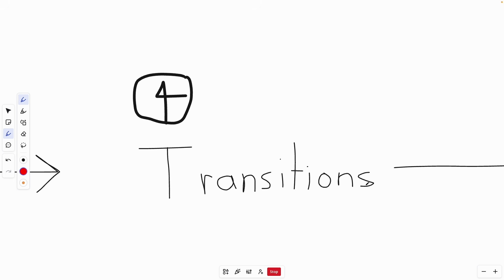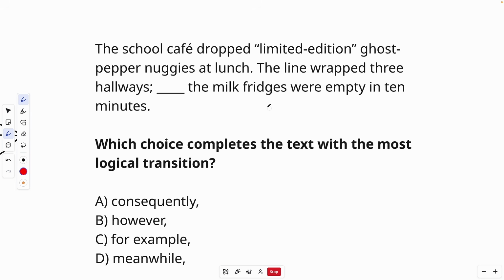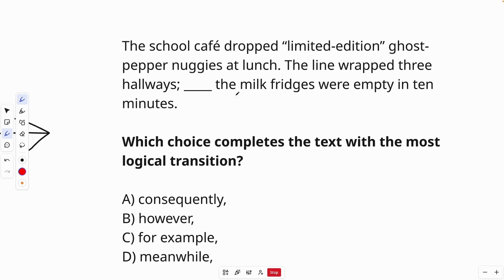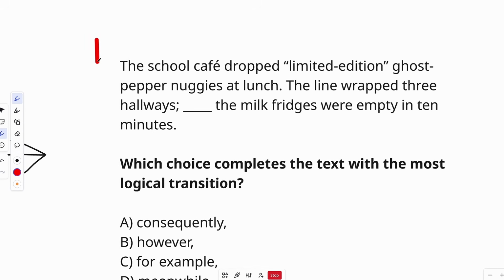Four is transitions. You're gonna be given questions like this where you get two sentences or two phrases and you have to find the best transition for them. To best answer these questions, you want to start with reading over the passage.